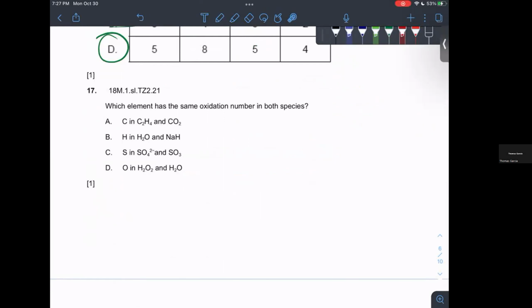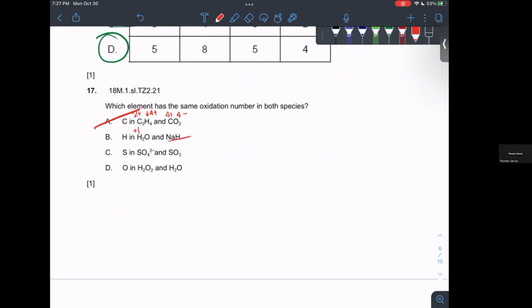All right, let's go through this oxidation number once more. C2H4, each H is going to be a plus, 4 plus total, so each carbon is going to be a 2 minus. And CO2, oxygens are going to be a 4 minus, therefore carbon is going to be 4 plus. No, not A. H and H2O, well, they're each going to be plus 1.